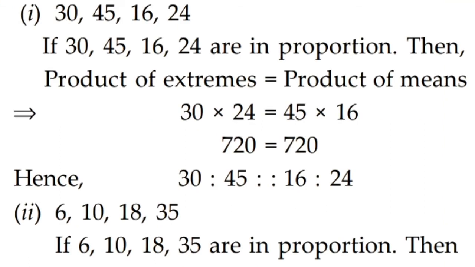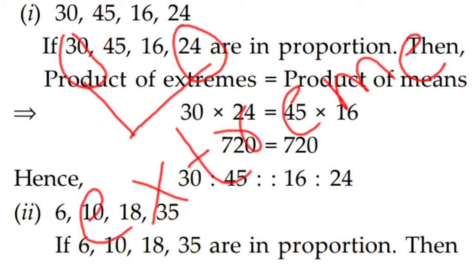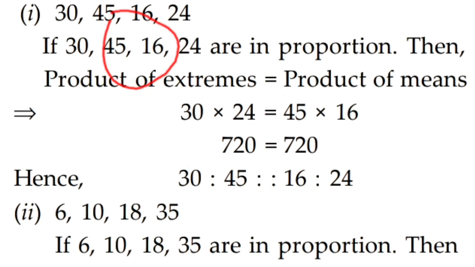Now let us do question number 2. Here also you have to find out whether these numbers, that is 30, 45, 16 and 24, are in proportion. Same method, you will find out the product of extremes and the product of means. First the product of extreme terms, that is 30 and 24, which is 720, and then the product of mean terms, that is 45 multiplied by 16, which is also 720. Hence these four terms are in proportion, that is, 30 ratio 45 is proportional to 16 ratio 24.